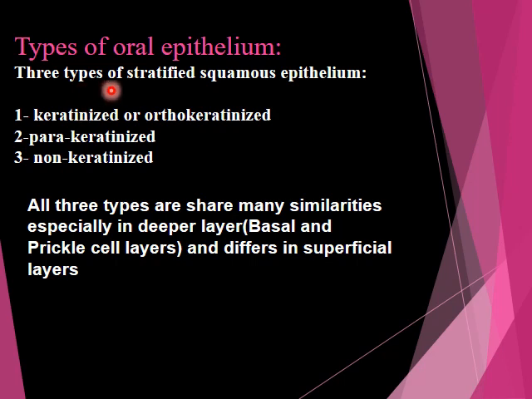We talk about the types of oral epithelium. We have 3 types, all of them stratified squamous epithelium: either keratinized or orthokeratinized, parakeratinized, and non-keratinized. All 3 types share many similarities, especially in the deeper layers, the basal and prickle cell layers, and differ in the superficial layers, which are the granular and keratinized layers.